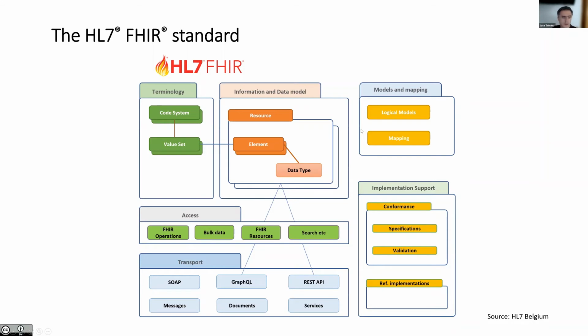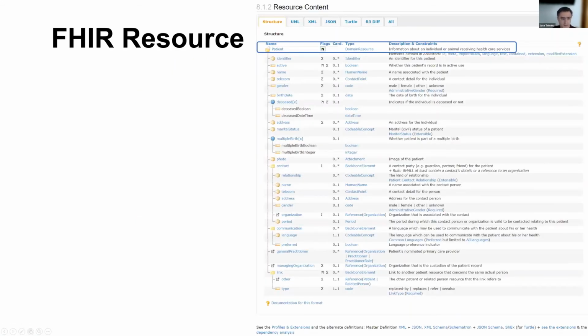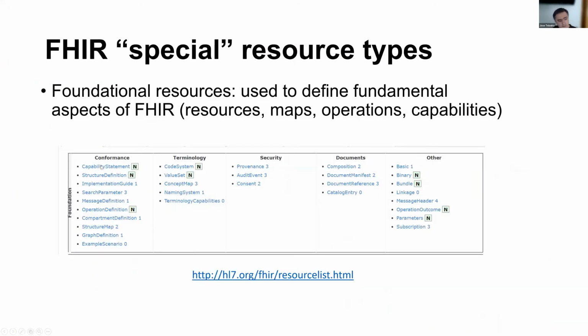So they are special purpose or special resources. This is about capability statements. Structure definitions is how to define resources. Implementation guide is something that we use in the specification. Search parameters, it's not about the content, it's about how to search that. So there's lots of resources that are still FHIR resources, still follow the same methodology, but they have a different purpose. So it's not really for clinical exchange, it's more for supporting that.